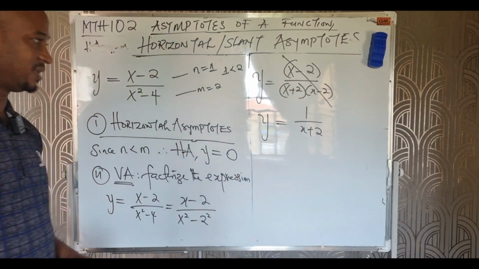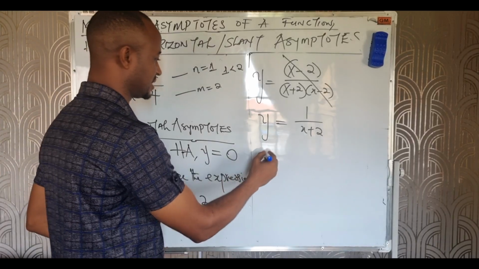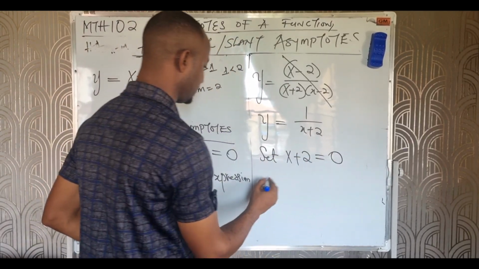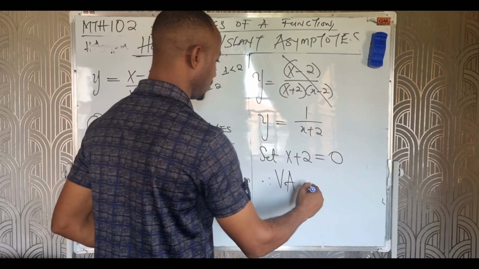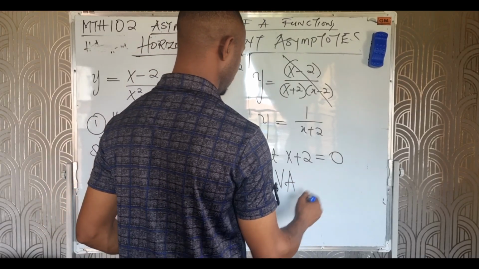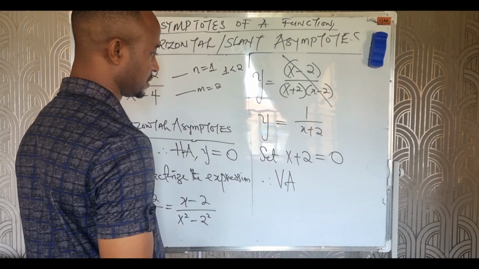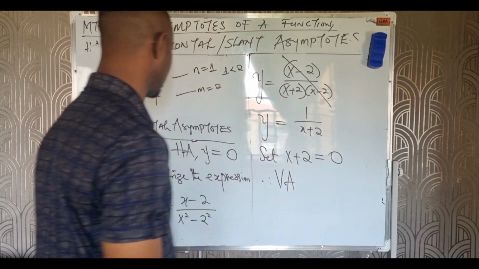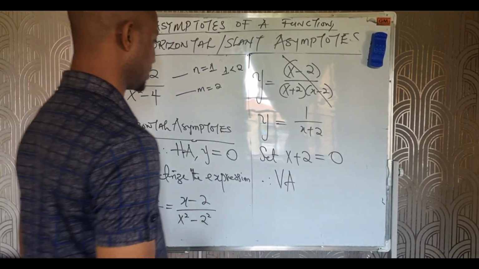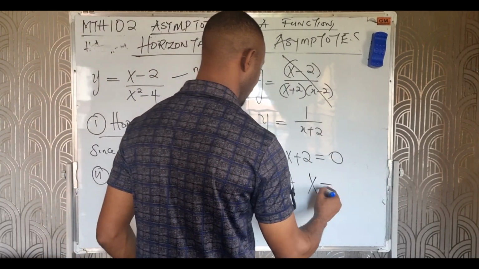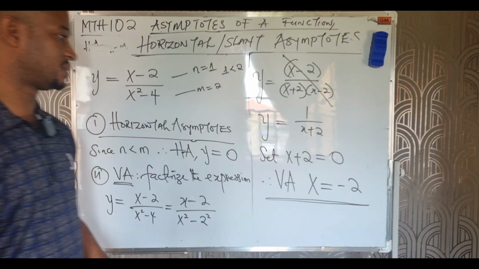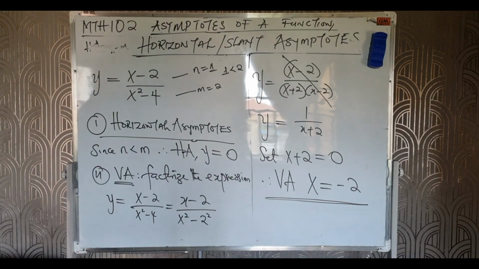So to find the vertical asymptote, we have to set x plus 2 equals 0. Therefore, the vertical asymptote occurs at x equals minus 2. All right, so that is the answer here.